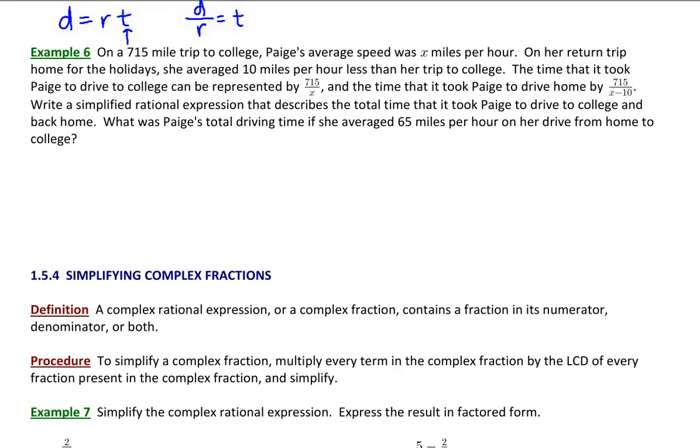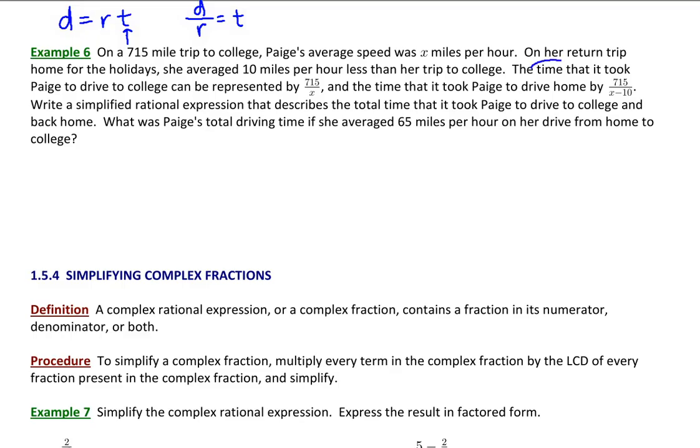Slower by 10 miles per hour. The time that it took Paige to drive to college can be represented by 715 divided by x, and the time that it took Paige to drive home by 715 over x minus 10. Okay, you can either take that for granted or you can take a minute to understand it.